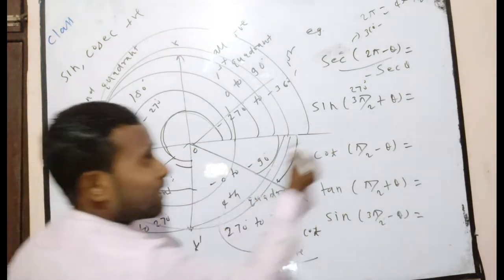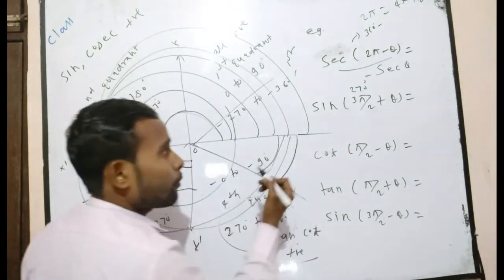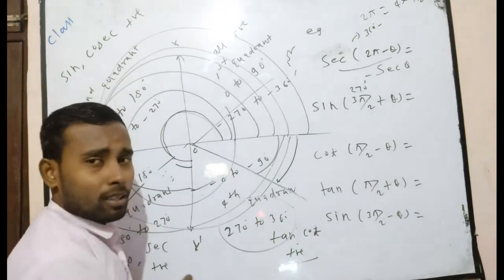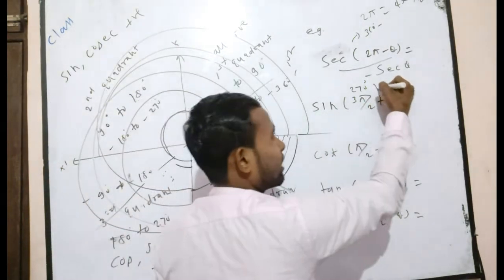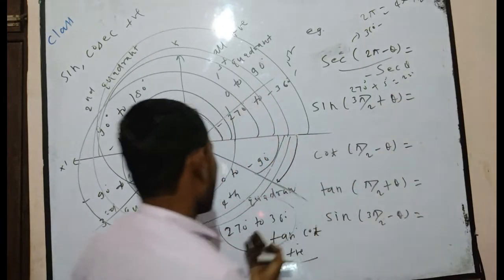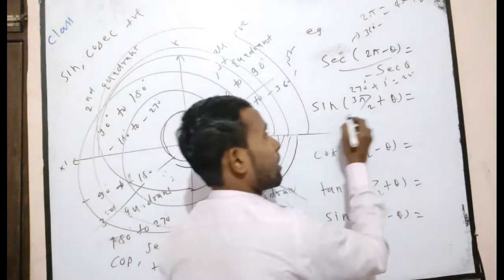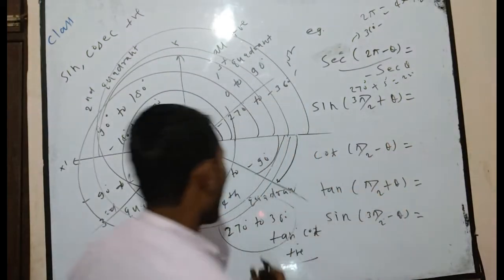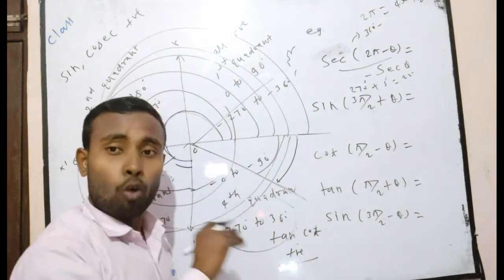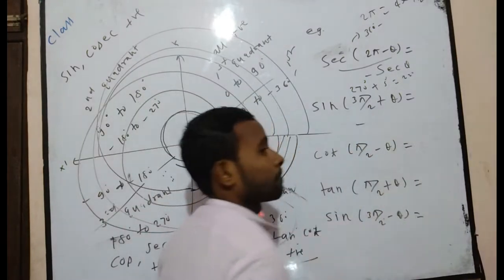After it, if you add any angle to 270, you definitely jump into the fourth quadrant. That is, 270 plus any angle, suppose 5 degree, you get 275, which lies between 270 and 360, so it lies in the fourth quadrant. In the fourth quadrant, as you know, tan and cot are positive and all other trigonometric functions are negative, so you will take negative here.